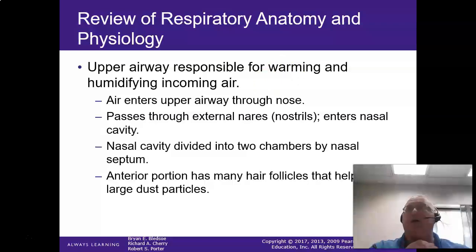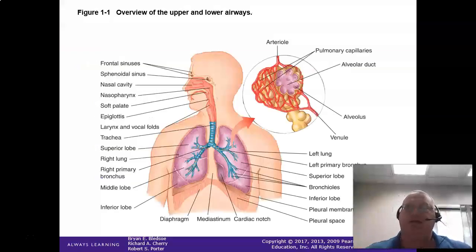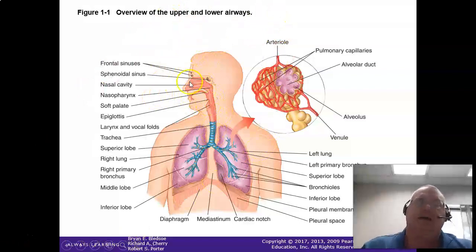So your upper airway is responsible for this. You come in through the nose, which is responsible for warming and humidifying the air. It can go directly through the mouth, however, you don't get that warming process. That's when you breathe in that cold air and you feel it back there. Not too much of a problem in Florida, but in other places you can get a lot of drying of the mucosa in this general area.